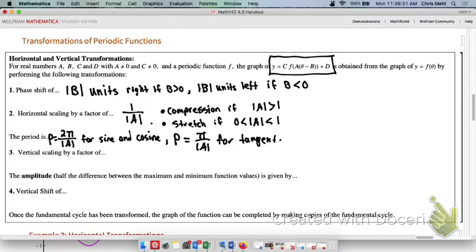Okay. Next, you're going to do a vertical scaling by a factor of the absolute value of C. And again, it's going to be a stretch if the absolute value of C is greater than 1, and it's going to be a compression if the absolute value of C is between 0 and 1. Again, make sure to review your transformations in our textbook that was covered in section 1.5.